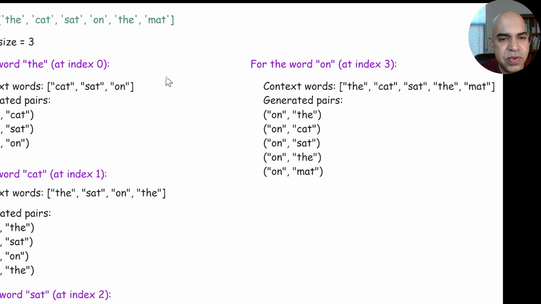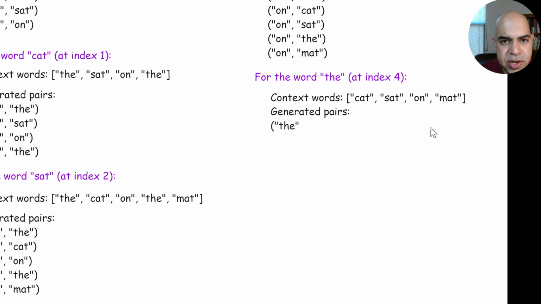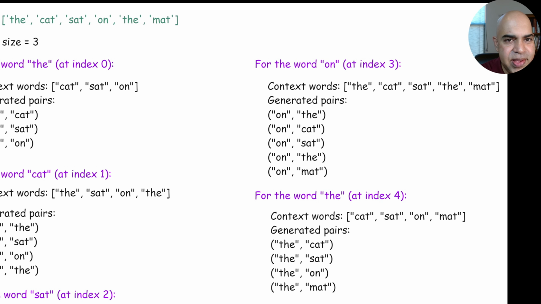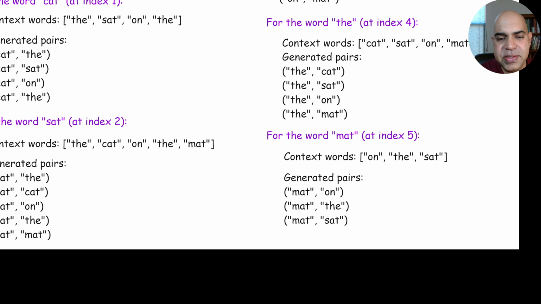After "on," we have the word "the," and for "the," our context words are cat, sat, on, and mat. Therefore, the pairs are (the, cat), (the, sat), (the, on), and (the, mat). After the word "the," we have the word "mat," for which the context words are sat, on, the. So this is the same as (sat, on, the). So for "mat," it will be (mat, on), (mat, the), and (mat, sat).